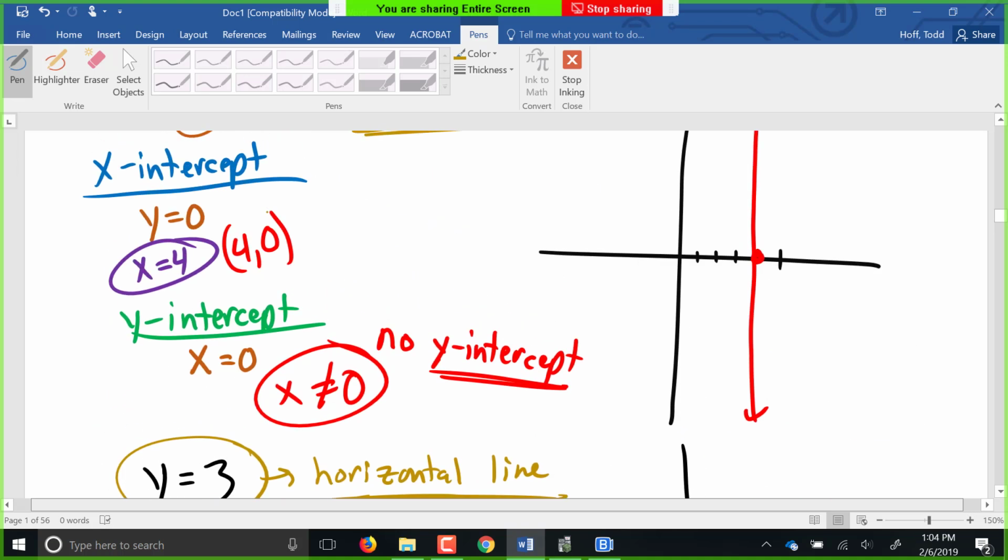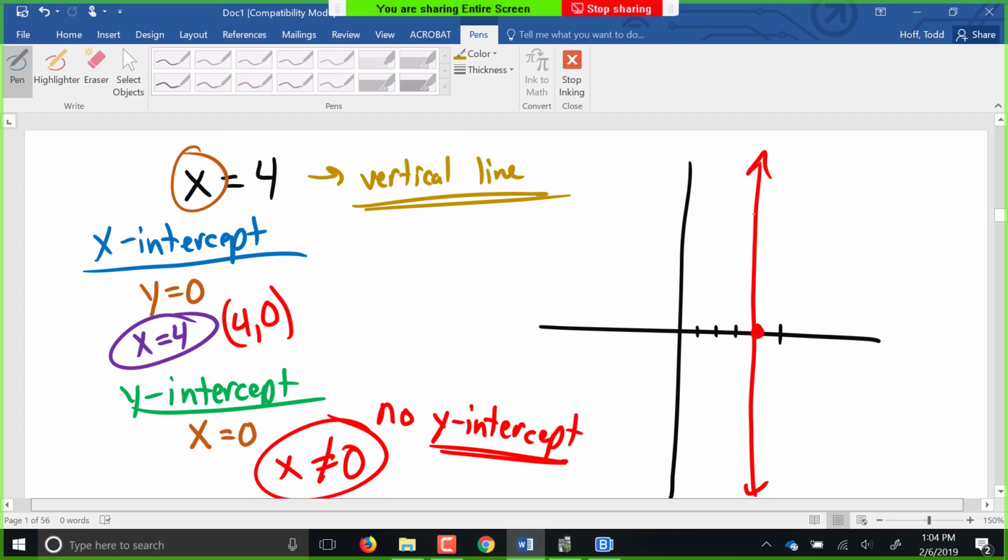Same up here for this vertical line. X equals 4 is the equation. The x-coordinate of that point is 4. And that point also 4, and that one, of course, also 4. Every point on that line has an x-coordinate of 4. We're saying we don't care what the y-coordinate is as long as the x-coordinate is 4.